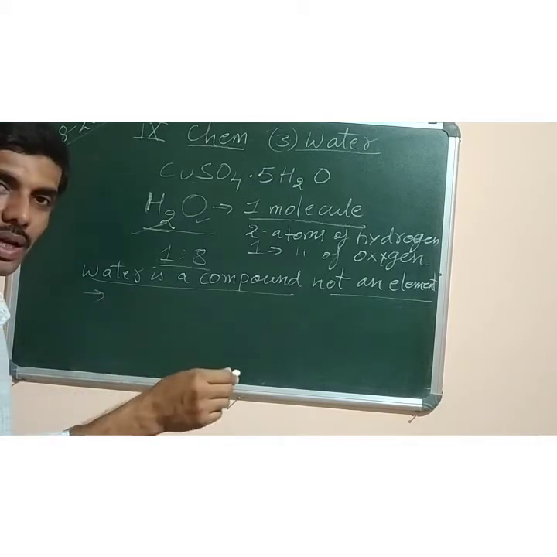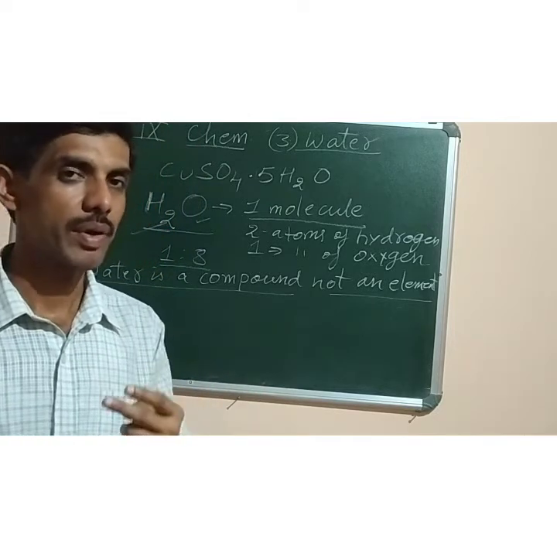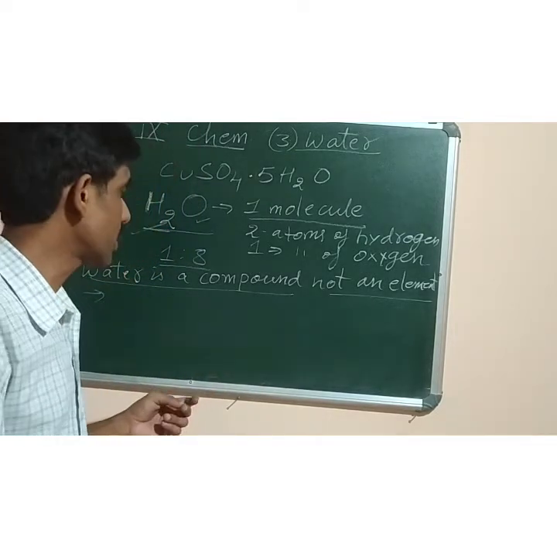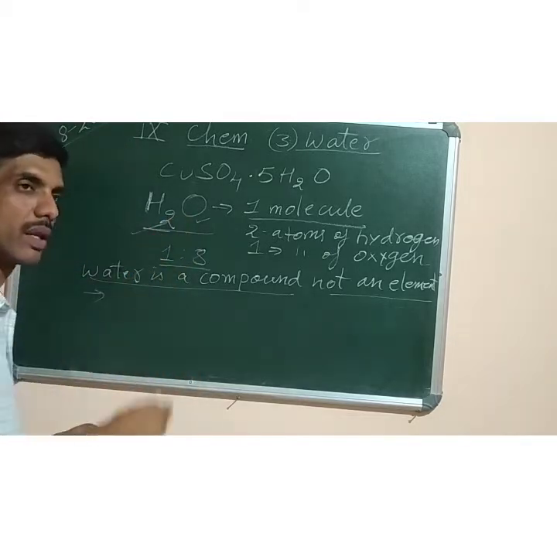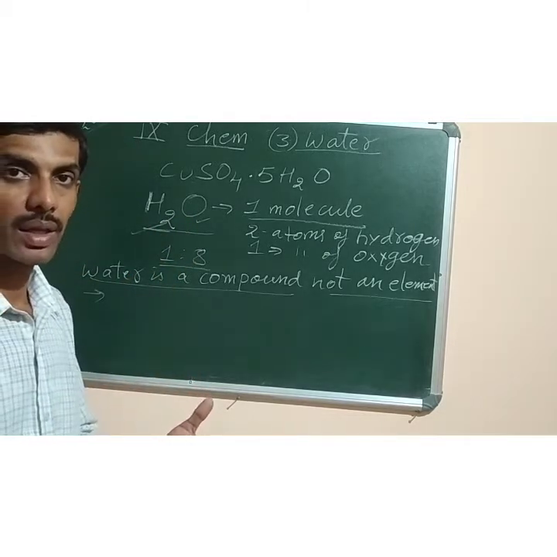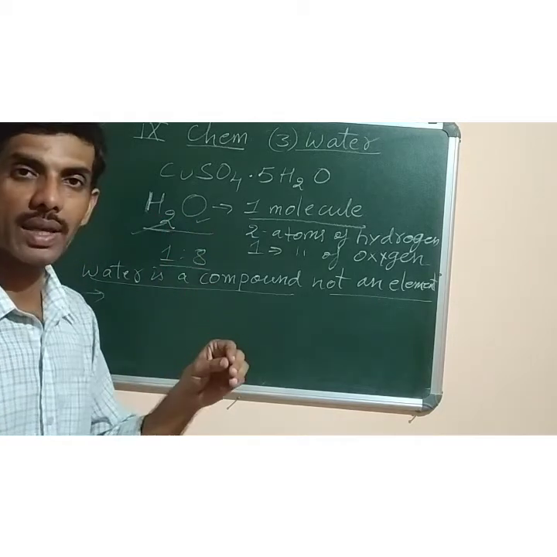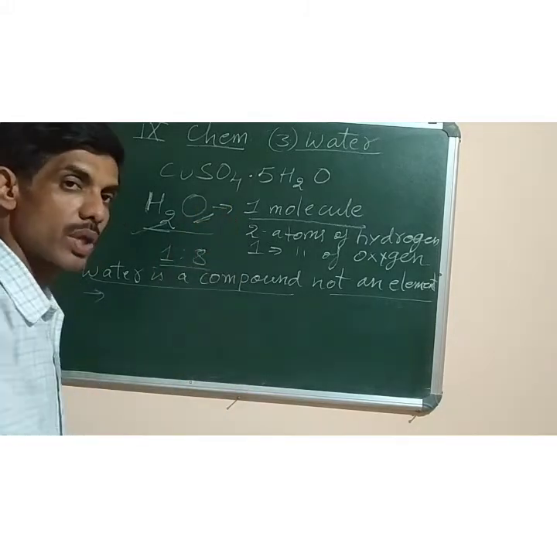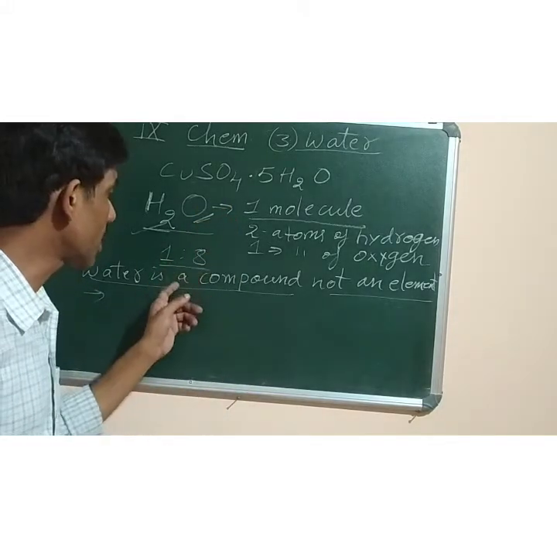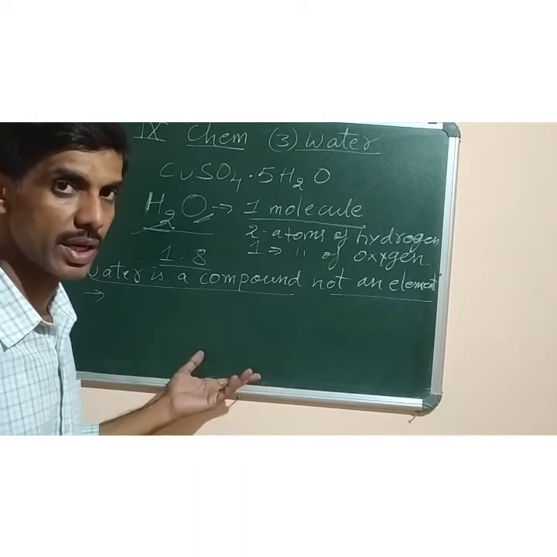Because the first point I said, it is made up of 2 different elements that combine together in a fixed ratio by mass. Number 2, the constituents of water, that is hydrogen and oxygen, have different properties than water. Hydrogen is a gas, oxygen is also a gas, but when we combine them in a water molecule, it is a liquid. So the properties of the compound are different from the properties of its constituents. So that is also satisfied here.